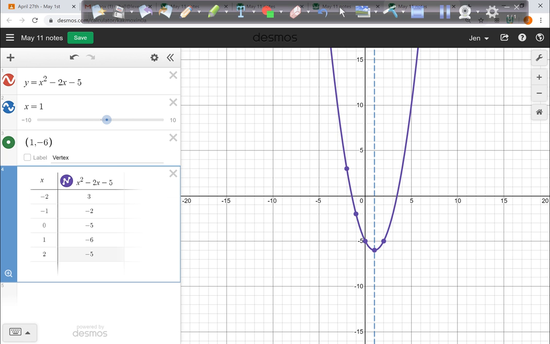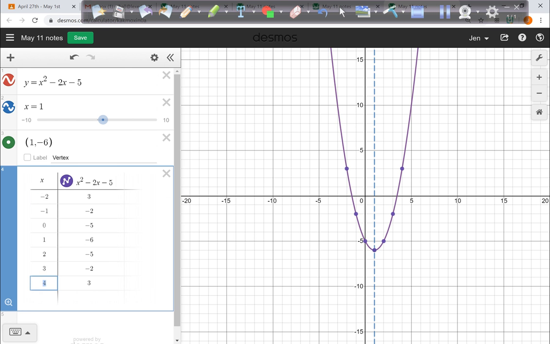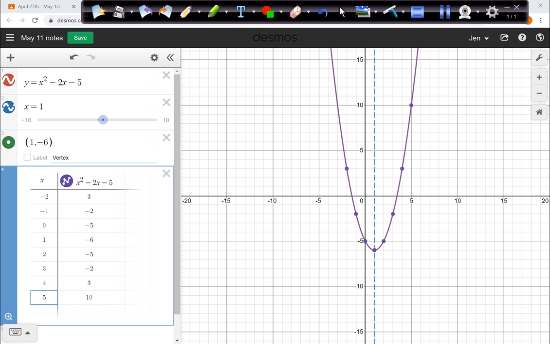So let me just add a couple. Can I add extra lines to this? Oh, I can. There's 3, 4, 5, and so on. As you can see, here's my vertex, (1, -6). If we start looking at the numbers at the y, because that vertex is that turning point, we have symmetry all the way down and up our table.